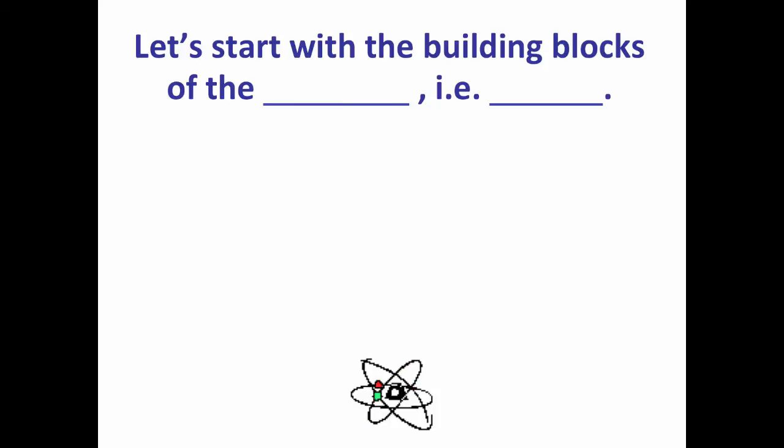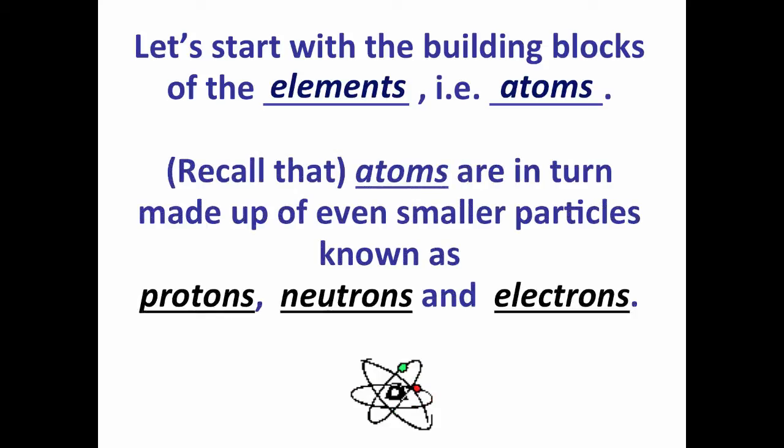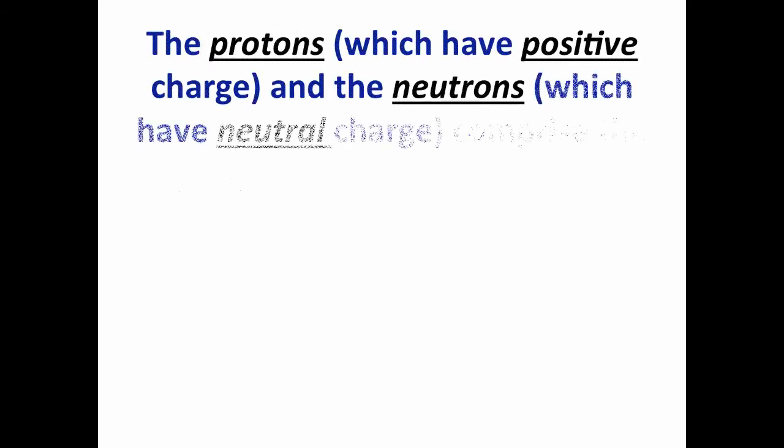And let's start by considering the building blocks of the substances that make up our world, those things called elements. And the building blocks of the elements are, of course, atoms. Now, you hopefully have previously heard that atoms are in turn made up of even smaller particles called protons, neutrons, and electrons, and we're going to look into that a little bit.